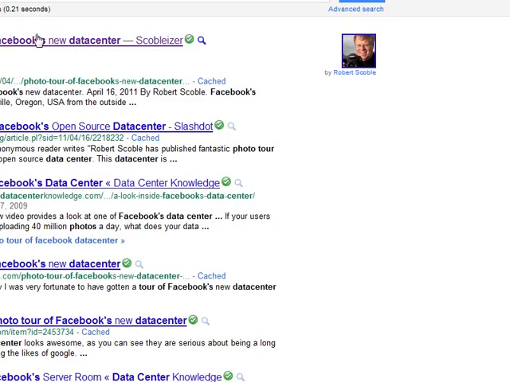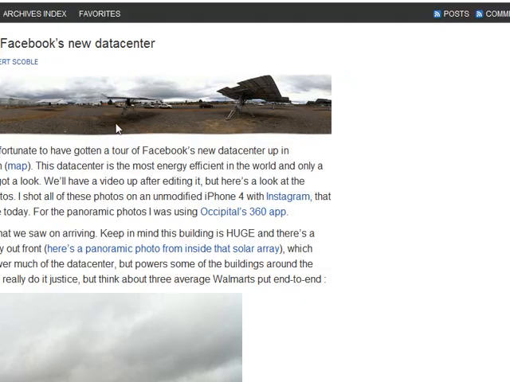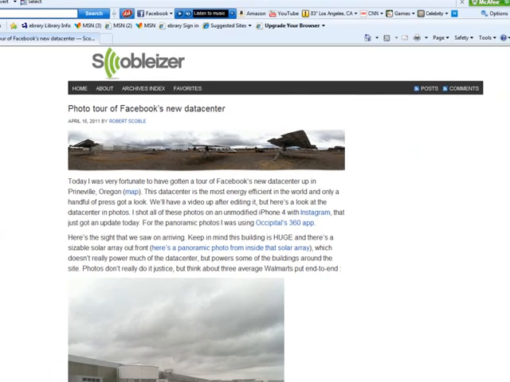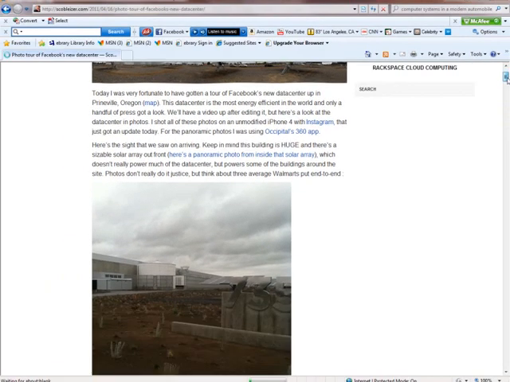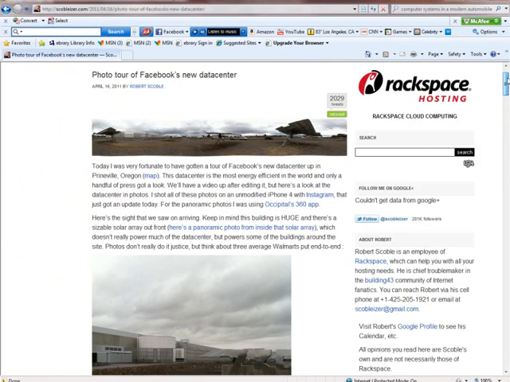You might want to check this out. It'll probably be the top link here. Robert Scoble, he's kind of a commentator on all things technology, and he had gone on a tour of Facebook's new data center in Oregon. The size of three Walmarts.